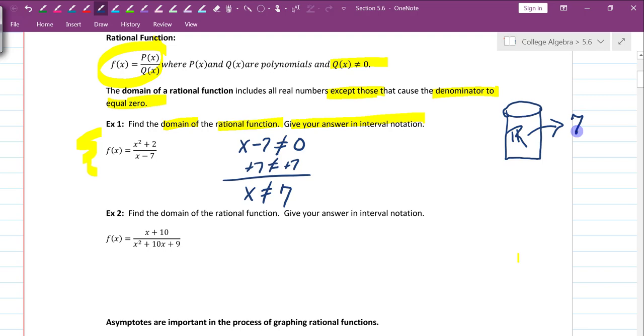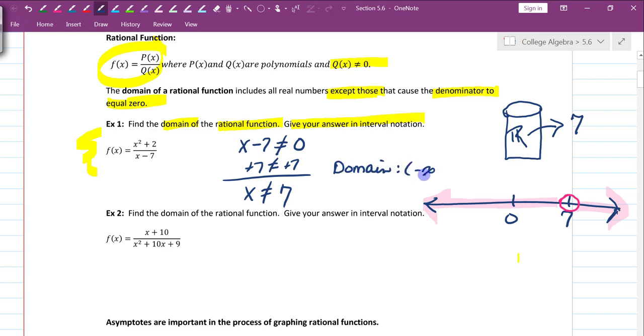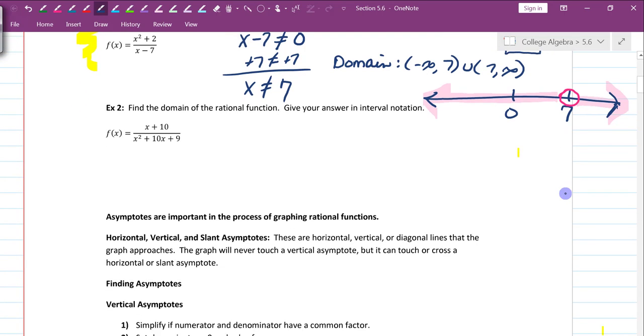If I were to draw a number line, our domain would look like this. Our domain cannot equal 7, but it's every other number in the real number system. Let's write that in interval notation. The domain is negative infinity to 7, union 7 to positive infinity. We're going to jump over the number 7. Let's move on to example 2.